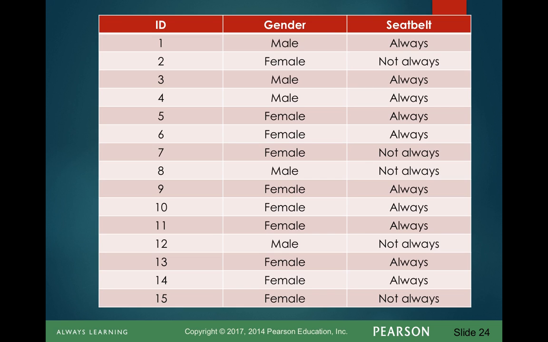So let's say that we've got some data that we've collected. It's in stacked format, so ID 1 tells me that person is a male, and that person always wears their seatbelt. The second person is female, and they don't always wear their seatbelt.